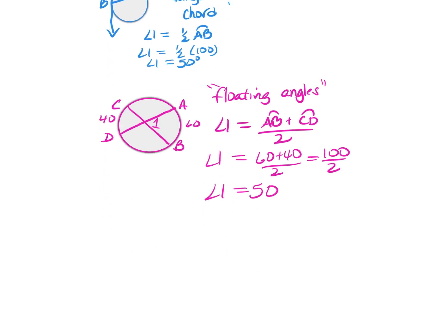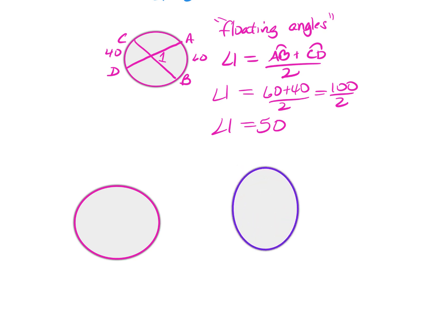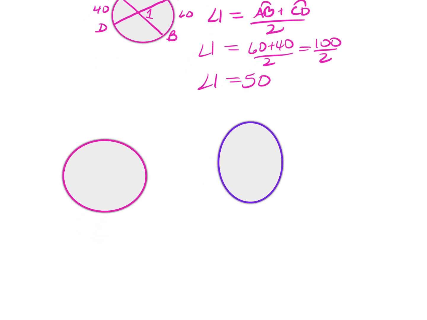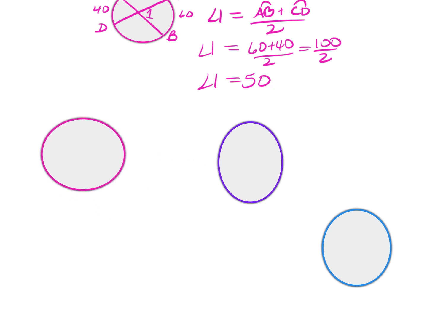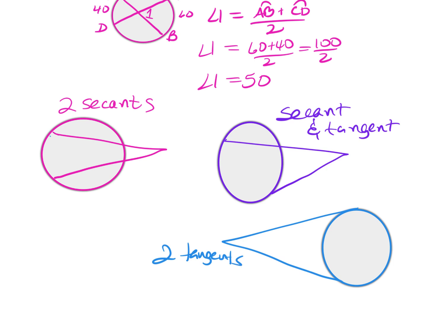All right, last scenario. And I'm going to draw 3 circles here. Here's my first one. Next one. And lastly, one more set. So here, the first one will be 2 secants. The purple one could be a secant and a tangent. And then the last one will be 2 tangents. Let me do it in blue. All of these have an exterior angle 1. And all 3 have the same formula.